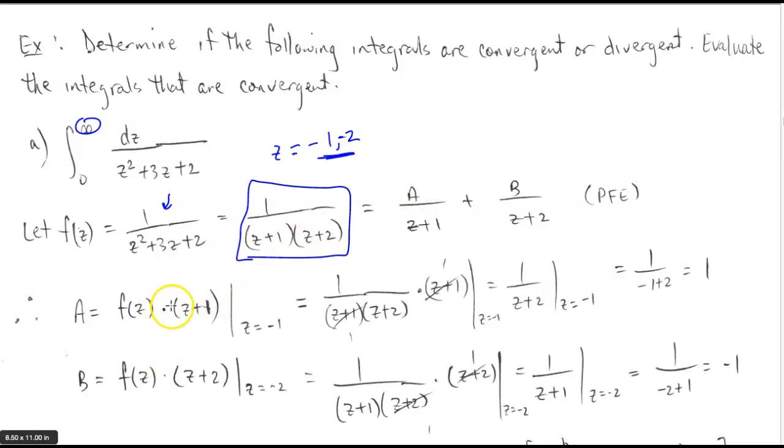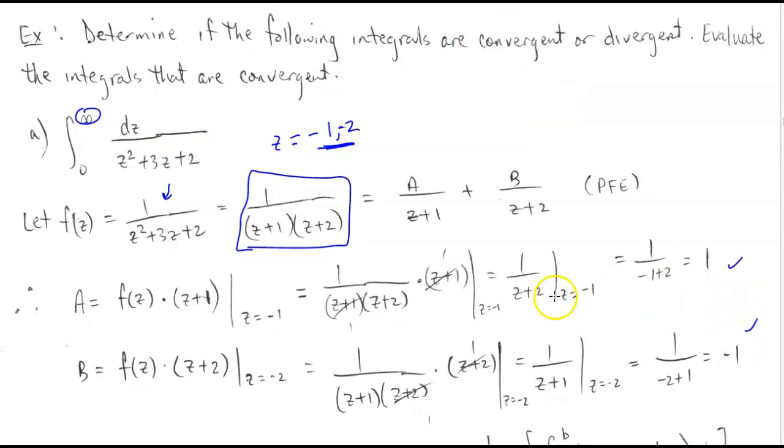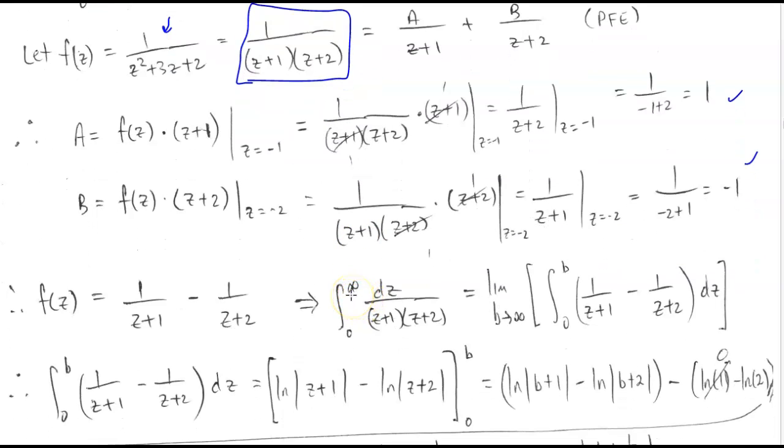So using the shortcut technique for finding a and b for partial fraction expansion of linear non-repeating factors, we see that a ends up being 1, b ends up being -1 here, and then we just use that to be able to complete everything. So our function f of z can be rewritten in this way, and by definition of what an improper integral is, we do the limit as b approaches infinity of the definite integral of our newly rewritten version of f of z from 0 to b.